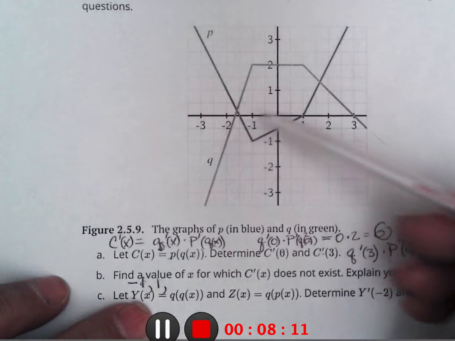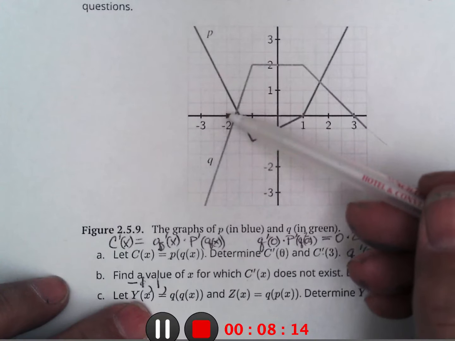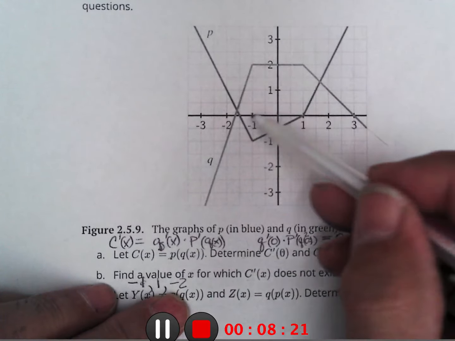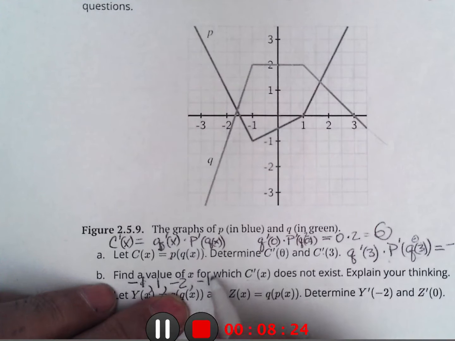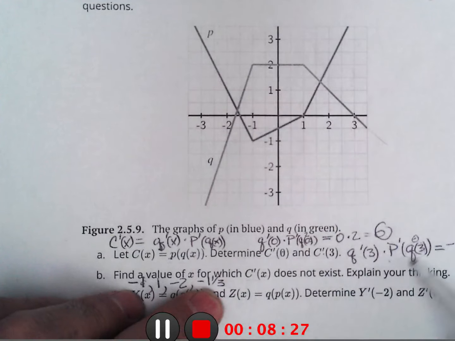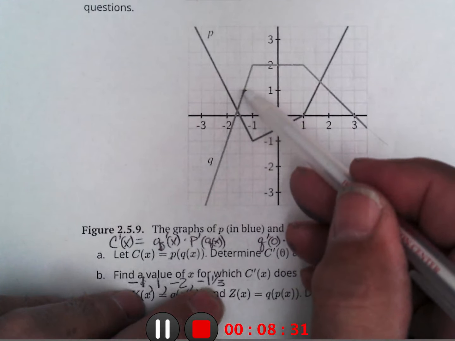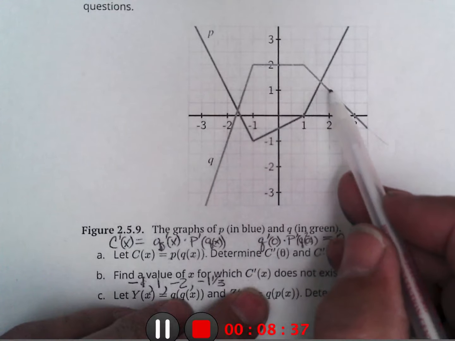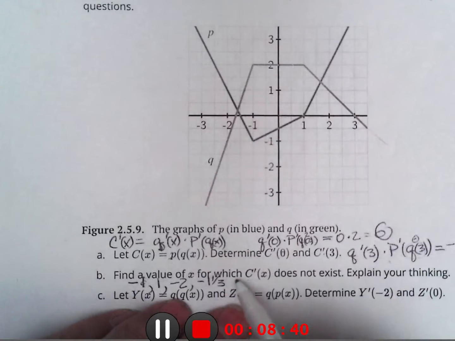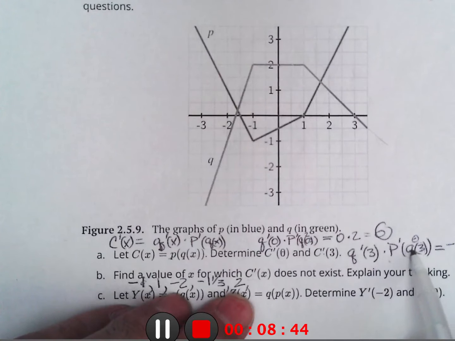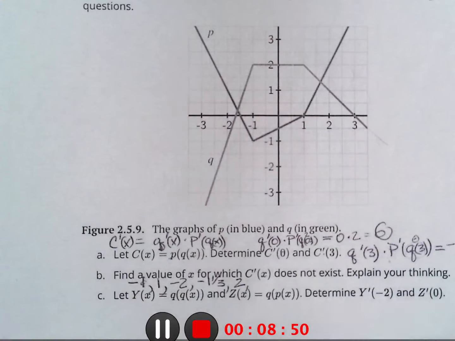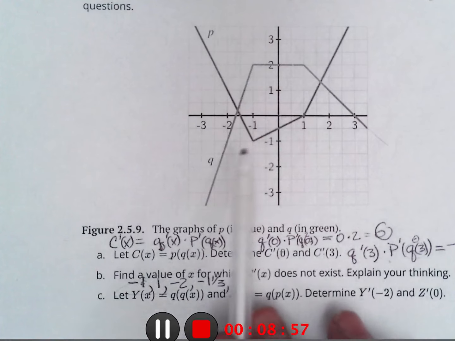Well, q is -1 at -2, so I can't do -2. Q is 1 at -1 1/3. So I can't use it because q of -1 1/3 would be 1, and I can't take p prime of 1. And I can't do it again when q is 2, because 2 for q gives me 1, and p prime of 1 is a cusp, can't do it. So all of those end up causing you to be at a cusp either on the inside, derivative of the inside, or the derivative of the bigger picture.